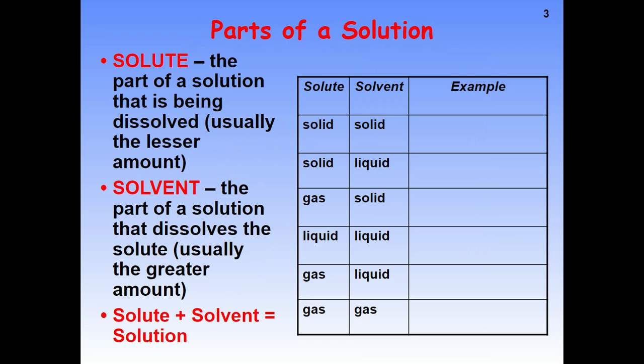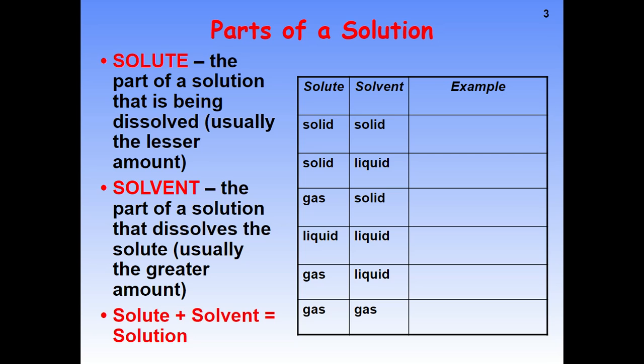If we look at a liquid in a solid, that would be like your dental amalgams. So your solvent is solid silver and your solute is mercury. If we look at the opposite, a solid in a liquid, we would see water as our solvent. That would be like ocean water. And then solid sodium chloride would be our solute. That makes just normal ocean water.